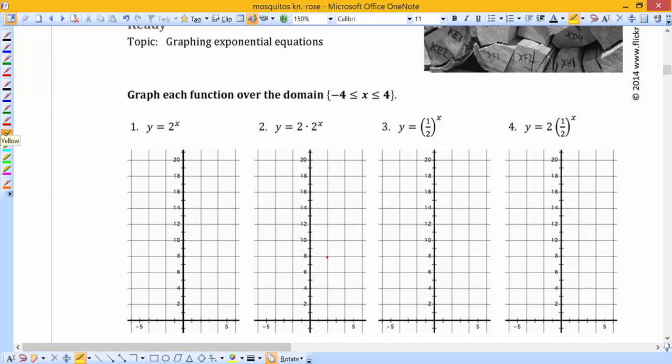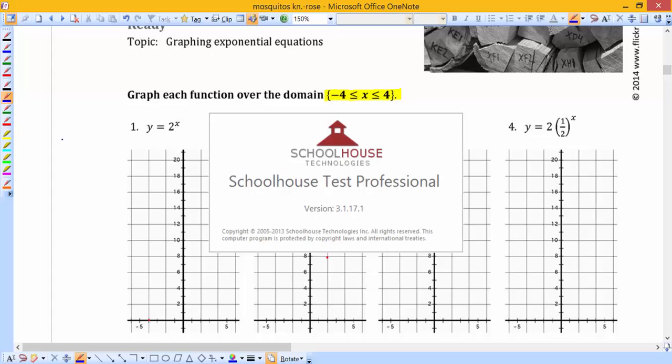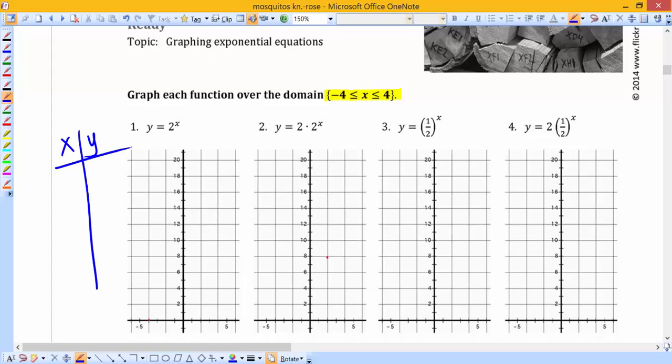So, it's telling us that we need to graph the function over the domain -4 to 4. So I'm going to create a table where my domain is going to go from -4, and those are the values I am going to plug in for x. So for example, on number 1, the first one would be 2 to the -4th. Then I can go ahead and flip this. It's 1 over 2 to the 4th, which is 1 over 16. So now I can plot that point.